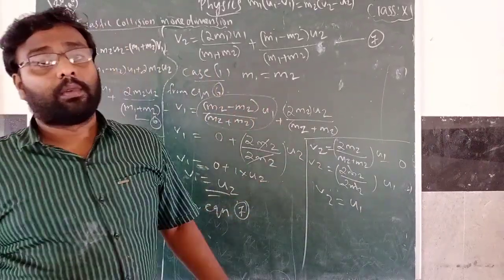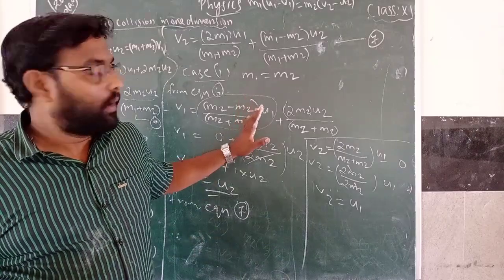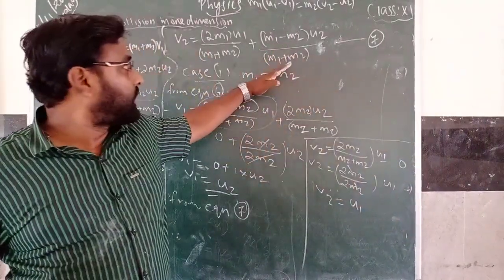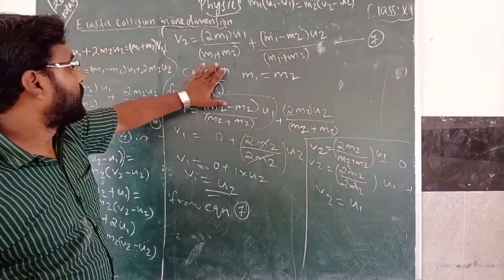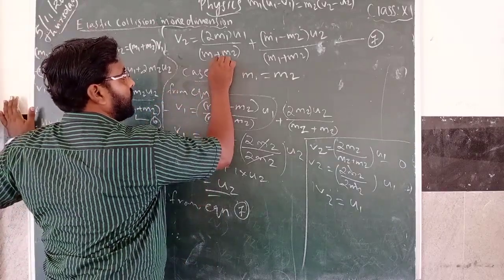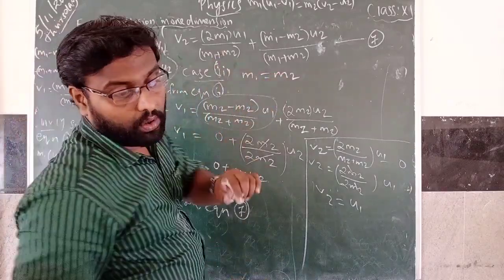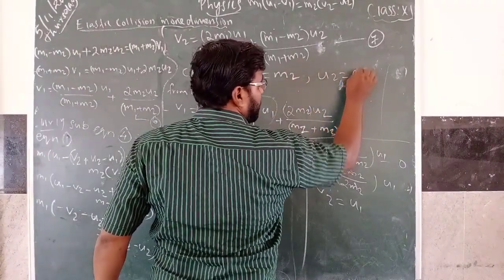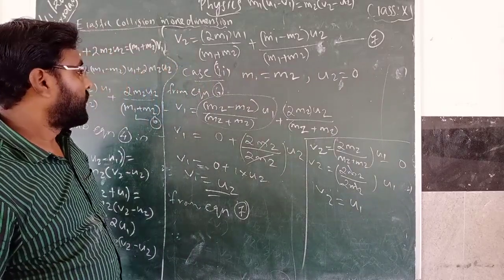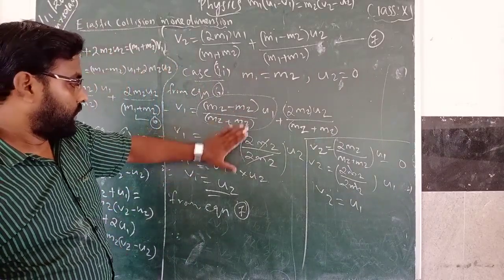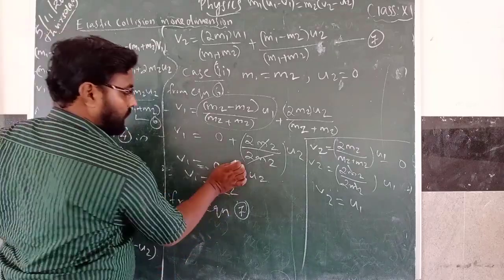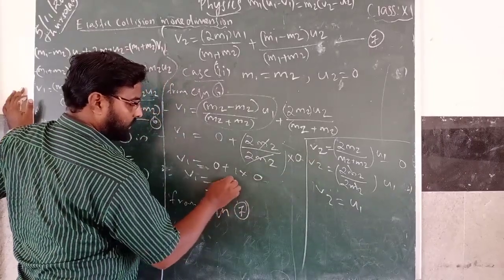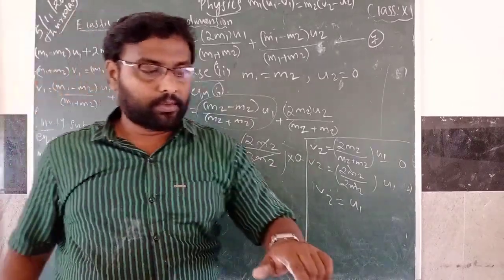This is case 1. In the same way you have to find case 2. Case 2 is M1 equal to M2. Also you have to use the second body, U2 is 0 at rest. U2 is 0 means, you see here only U2 is there, so the whole term becomes 0.